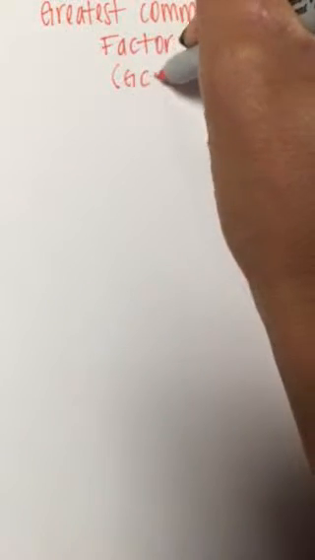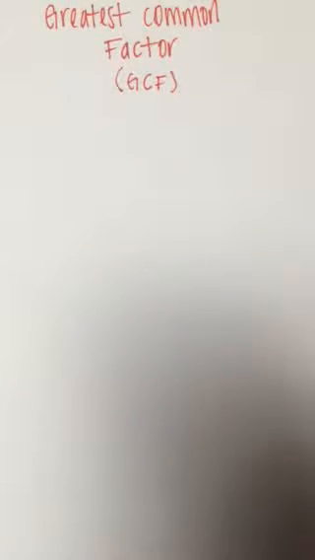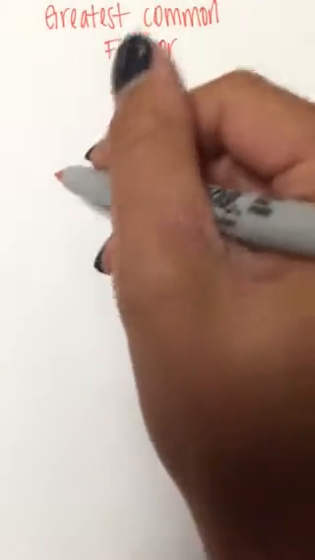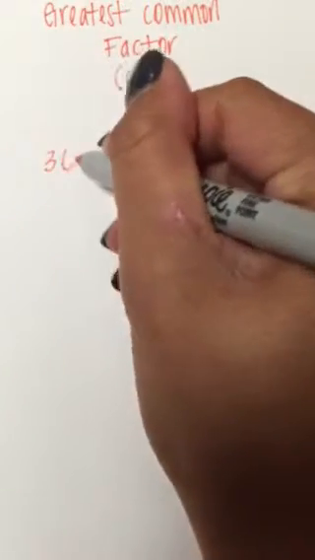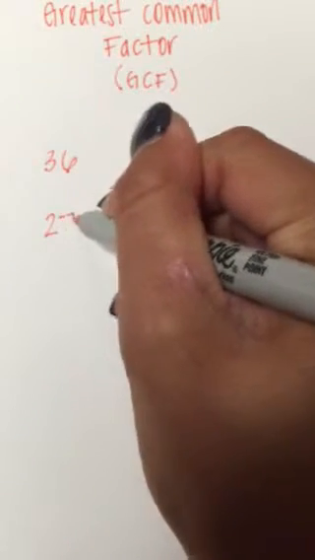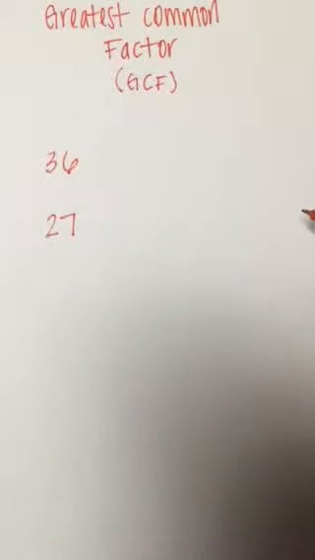Today we are going to be talking about greatest common factor, which is also known as the GCF. Greatest common factor is the greatest factor that two or more numbers have in common. So if we were going to find the greatest common factor of 36 and 27, the first thing we'd want to do is list out the factors for each of these numbers.